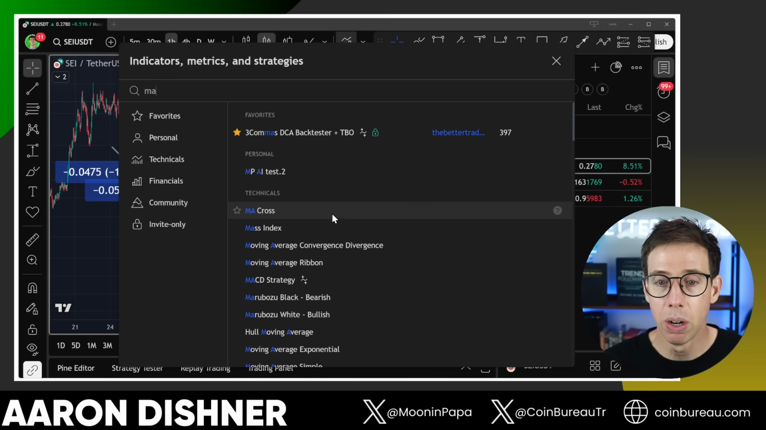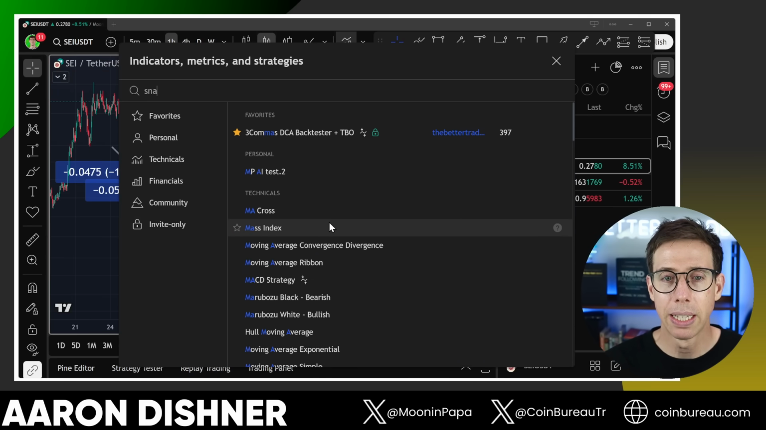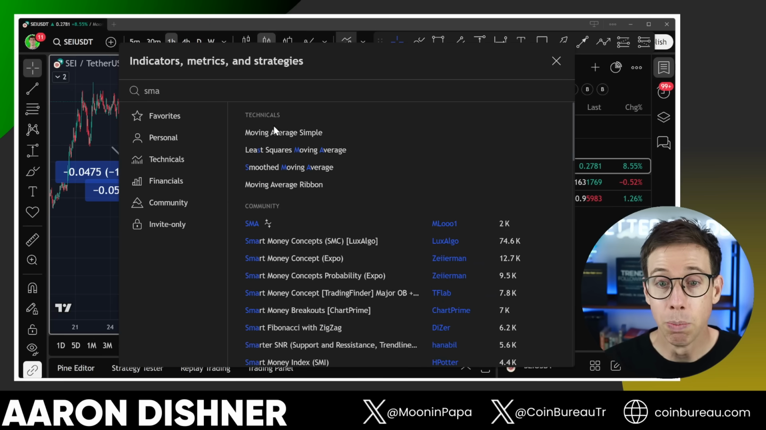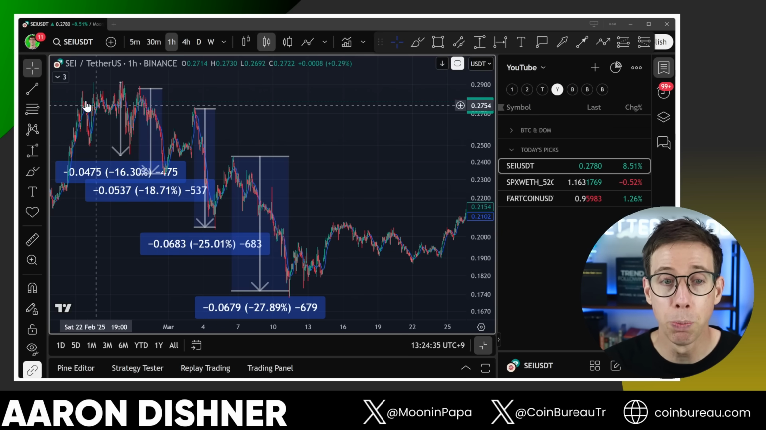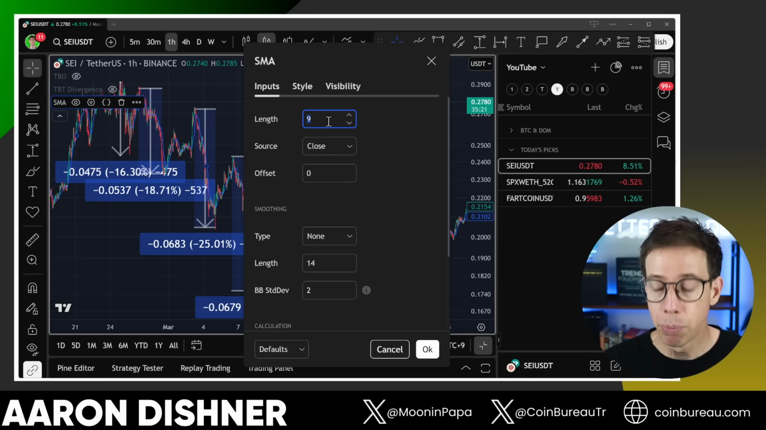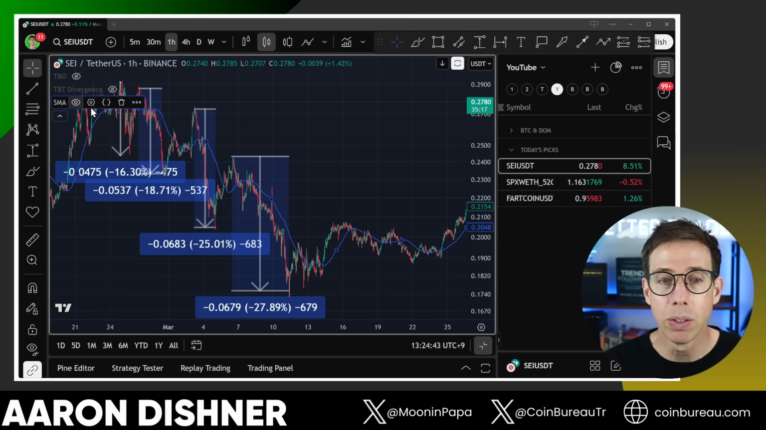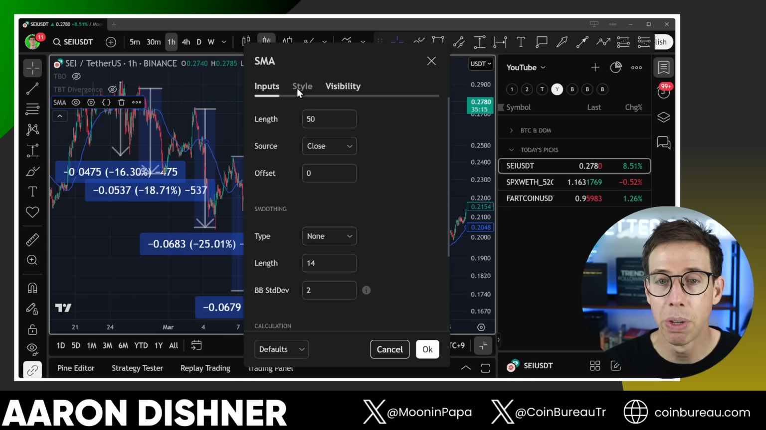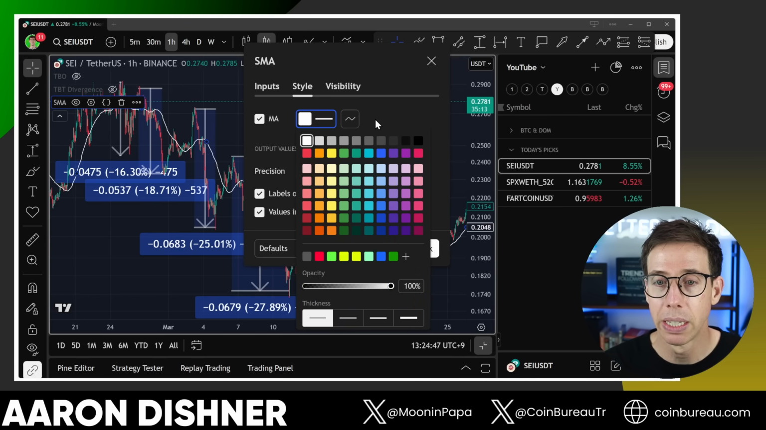So we're just going to put on an SMA. It's a simple moving average, perfect. We just want something really easy. We're going to go into the settings and put this on a 50-period moving average. Now, why do we want this to be 50-period? And let's change the color so we can see it and also make it a bit thicker.